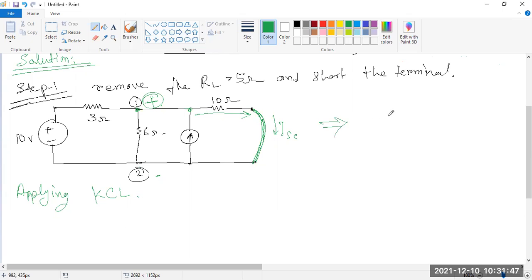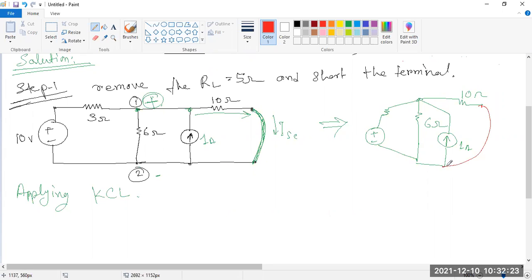This circuit looks like this. This is positive, this is negative, and this is 6 ohm. What was the value? It was 1 ampere. This is 1 ampere, and this is your 10 ohm resistance, and this path was short up to here. So this is the circuit, and we can apply node 1 and node 2.